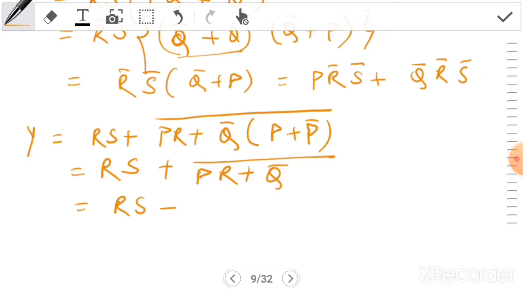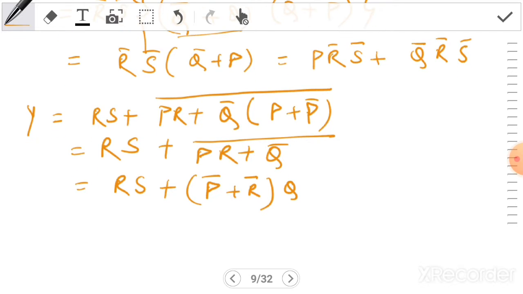RS plus P complement plus R complement and Q complement. So you can remove this complement. So RS plus P complement Q plus R complement Q.